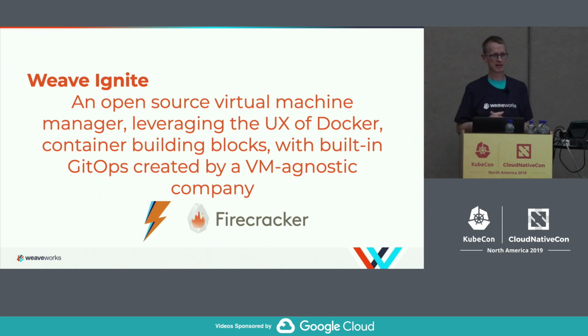So I searched on Ignite, and there's a whole bunch of things out there, and none of them are related to exactly what Weave Ignite is. So Weave Ignite is an open source virtual machine manager leveraging the UX of Docker, container building blocks, has a built-in GitOps engine, and it was created by a VM agnostic company. So that's a mouthful, right? But we wanted to get across all of the different features that Weave Ignite provides you. And I'll be going through examples today and showing some demos of how that benefits you.